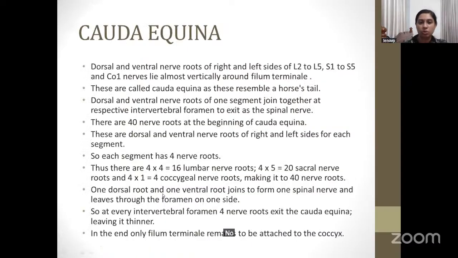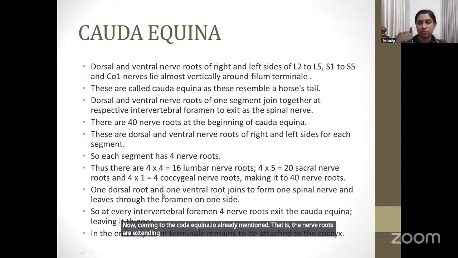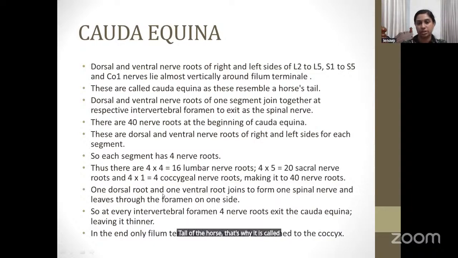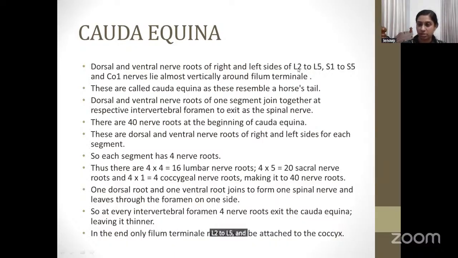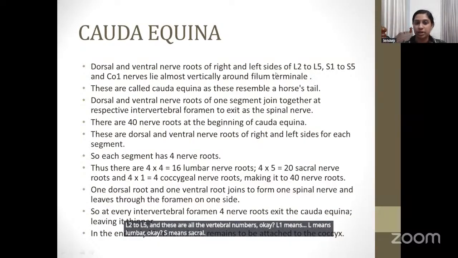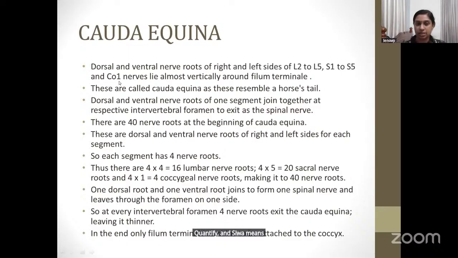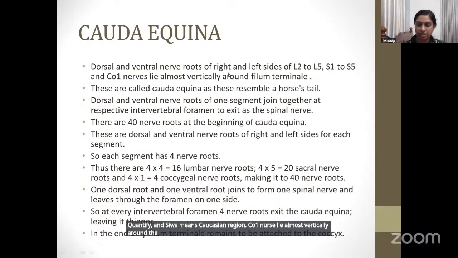Now coming to the cauda equina that I have already mentioned. That is, the nerve roots are extending beyond the level of the L1 vertebra, even after the termination of the spinal cord. That resembles a tail of the horse. That's why it is called cauda equina. The dorsal and ventral nerve roots of the right and left sides of L2 to L5, and these are all the vertebral numbers. L means lumbar, S means sacral, 1 to 5, and CO means coccygeal region. CO1 nerves lie almost vertically around the filum terminale, and these are called cauda equina, as these resemble a horse's tail.